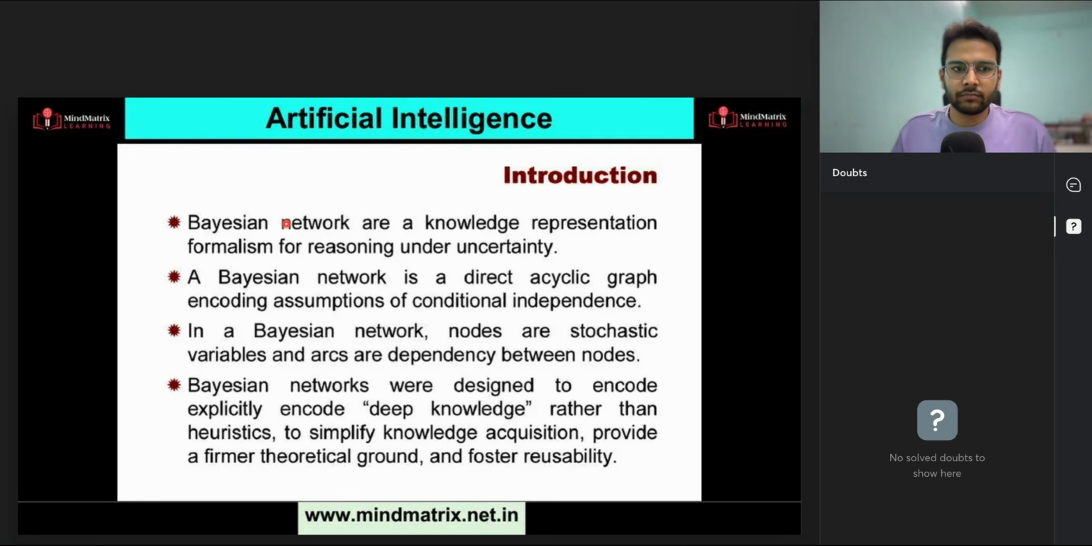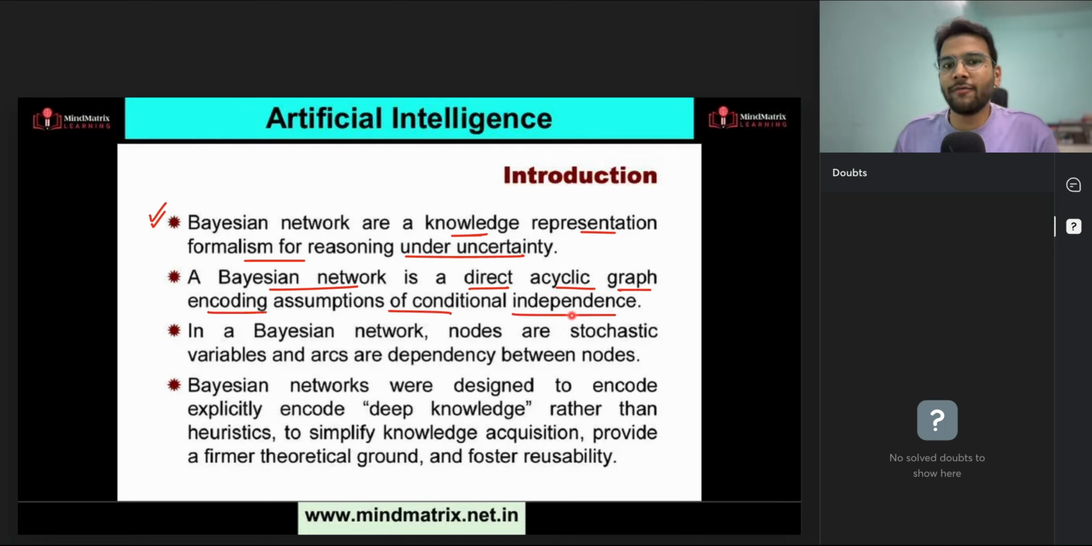So carefully, what is actually a Bayesian network? Bayesian networks are a knowledge representation formalism for reasoning under uncertainty. Basically this also represents knowledge, and the relation between various random variables. We will see that. A Bayesian network is a directed acyclic graph. If you don't know what a directed acyclic graph is, no need to worry about it. I will be covering that also in brief. So a directed acyclic graph that encodes assumptions of conditional independence.